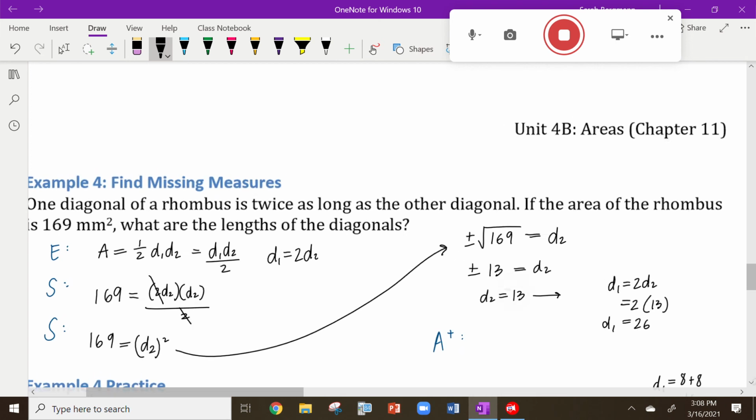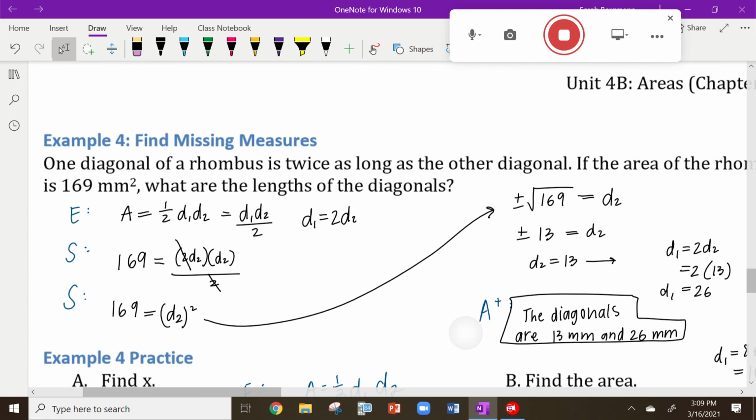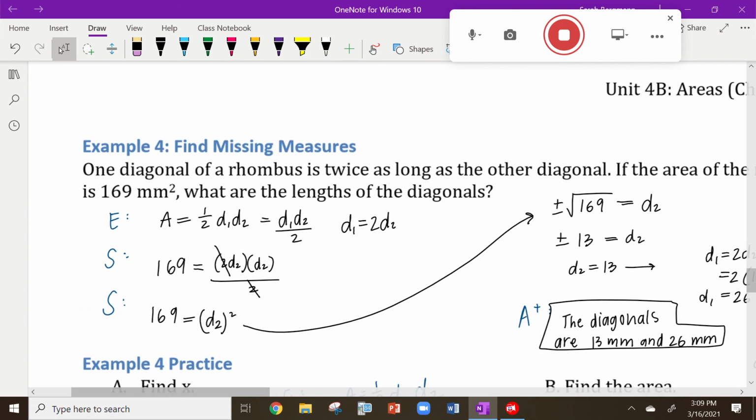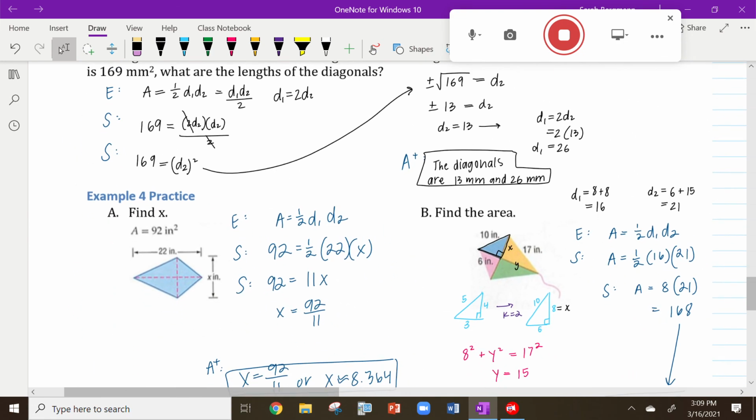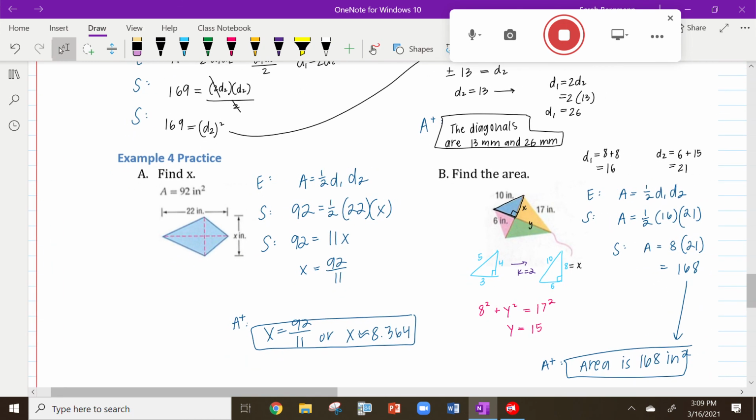Finally, for your answer with the units, the diagonals are 13 millimeters and 26 millimeters. How could you check your work on this one? All right, try the practice problems. Here are the correct answers. Here's A and B.